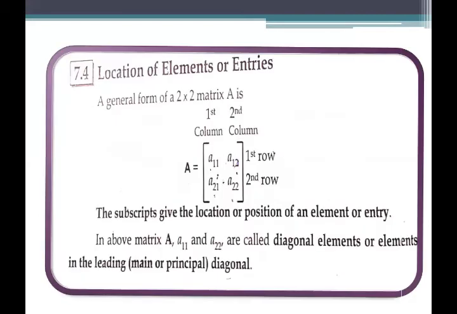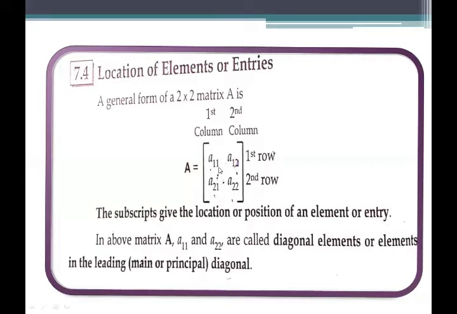Now, location of elements or entries. Here, just consider an example of a matrix of 2 by 2, means 2 rows and 2 columns. So, this is the first column, this is the second column. This is the first row, this is the second row. The numbers that are written in subscript show the position. 1 1, 1 2, 2 1, 2 2 are the numbers that are written in subscript.